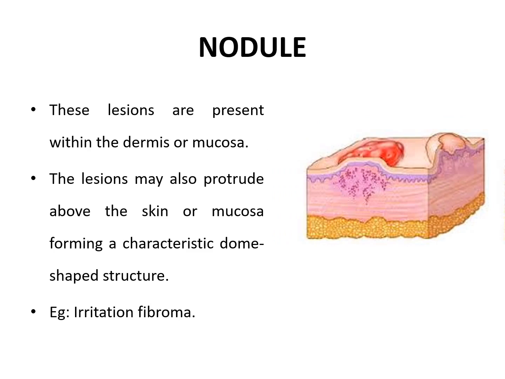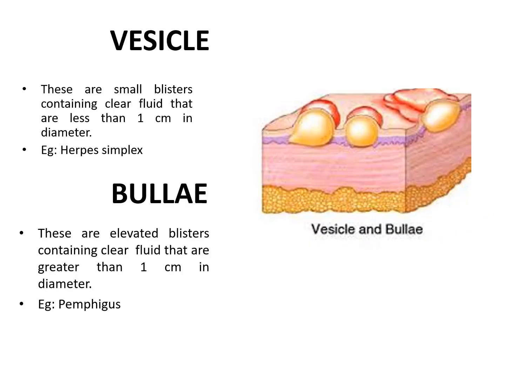The lesions may also protrude above the skin or mucosa, forming a characteristic dome-shaped structure. Example, an irritational fibroma. Vesicle. These are small blisters containing clear fluid that are less than 1 cm in diameter. Example, herpes simplex. Bulla. These are elevated blisters containing clear fluid that are greater than 1 cm in diameter.